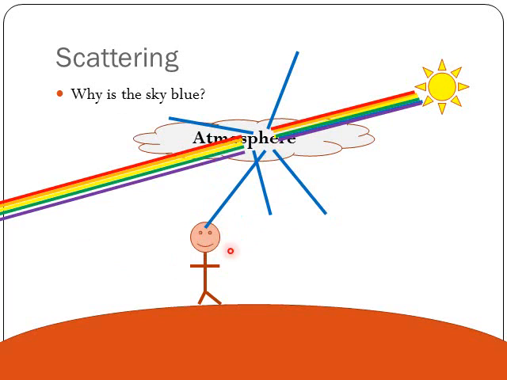So while this person down here on Earth looks up at the sky at this location, they're going to see blue, because blue light is the one that comes to his eye from this location. If someone was over here and was looking up at the sky, they would also see blue. Blue is scattered in all directions. It's random, but it turns out to be all directions because of that randomness.